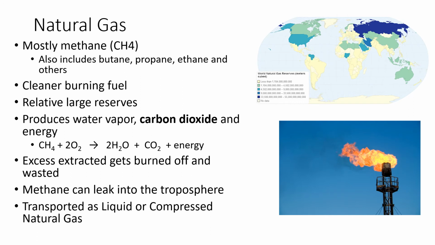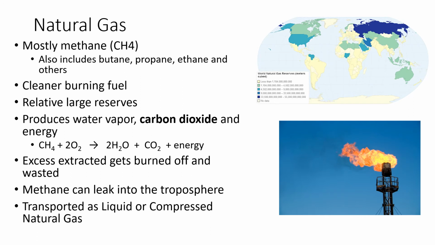So if you look at methane, we're oxidizing it, meaning that we're combusting it, always adding oxygen into the mix when you combust something. And really the byproducts are water, carbon dioxide, and energy. So as we're extracting it, the excess gets burned off and wasted. We just don't have storage and transport for the amount of natural gas that we're getting out.